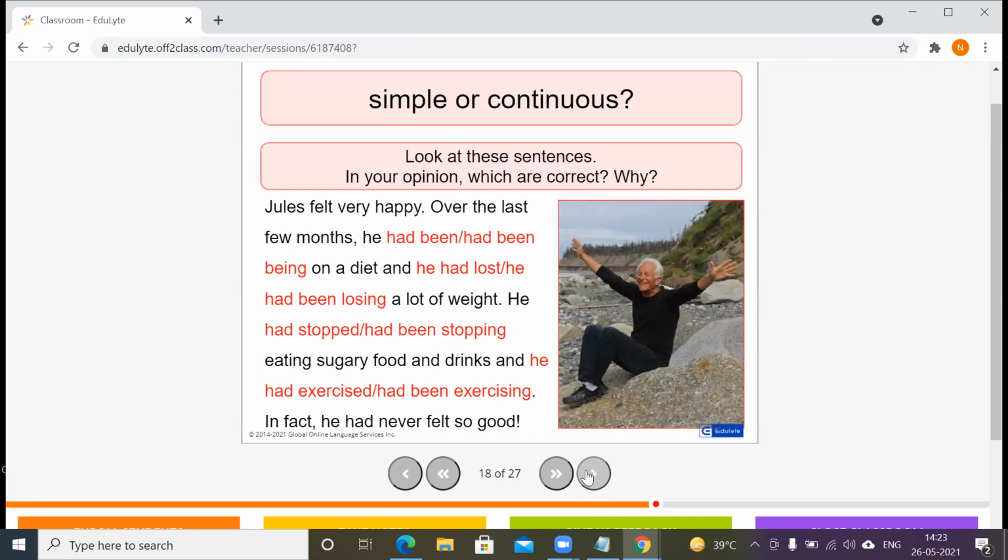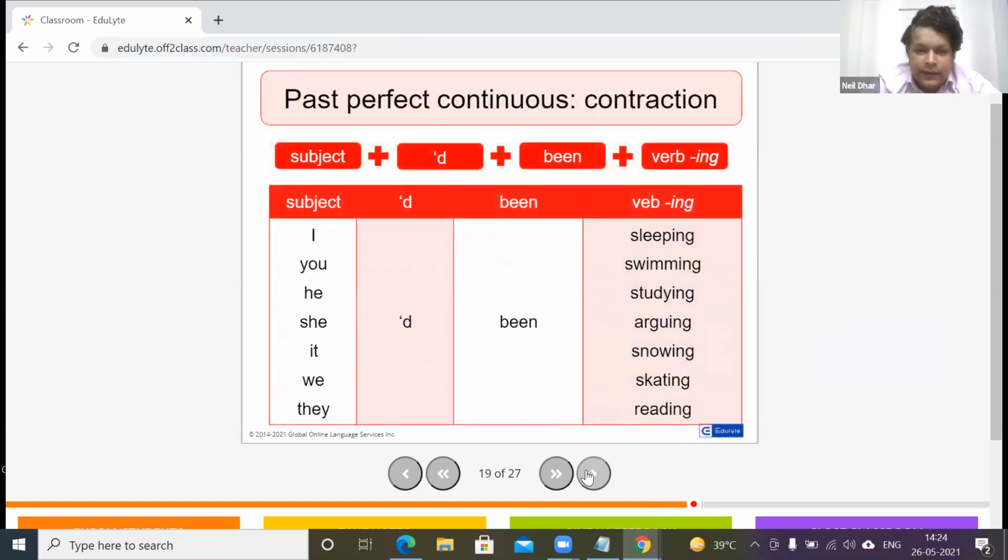Simple or continuous? Look at these sentences. In your opinion, which are correct? Jules felt very happy over the last few months. He had been on a diet, correct, and he had lost a lot of weight. Correct. He had stopped eating sugary food and drinks, and he had been exercising. That is correct. In fact, he never felt so good. Great. Moving on.